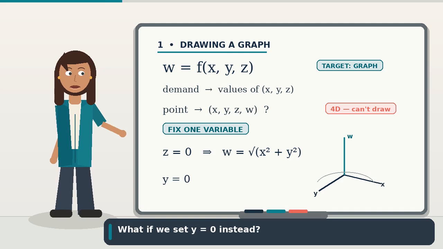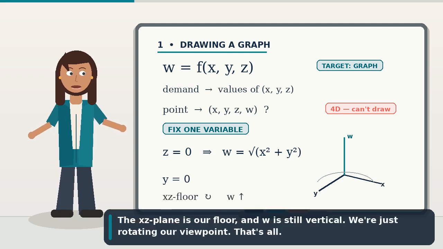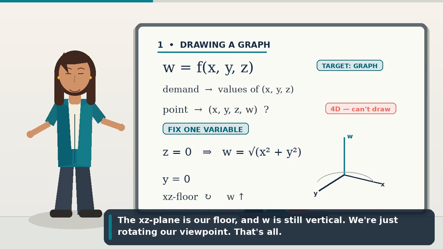What if we set y equal to 0 instead? Now the xz plane is our floor, and w is still vertical, so we're just rotating our viewpoint, that's all.